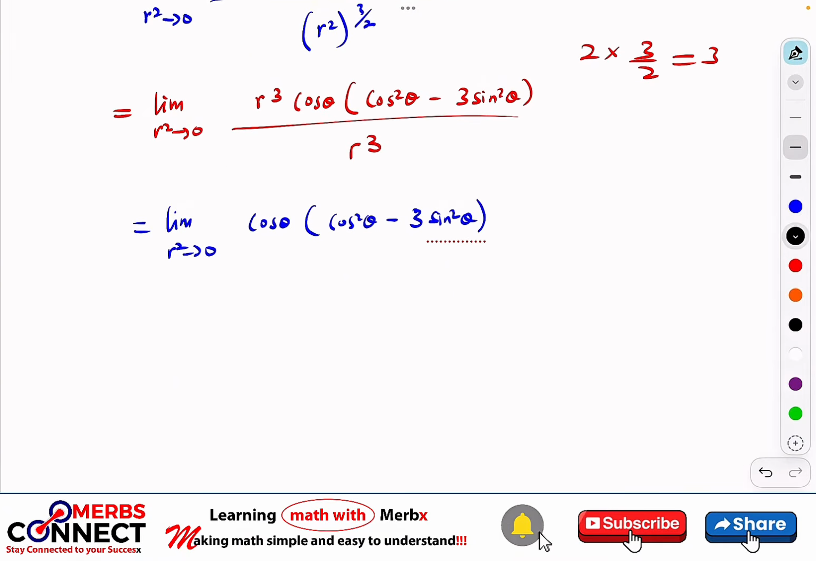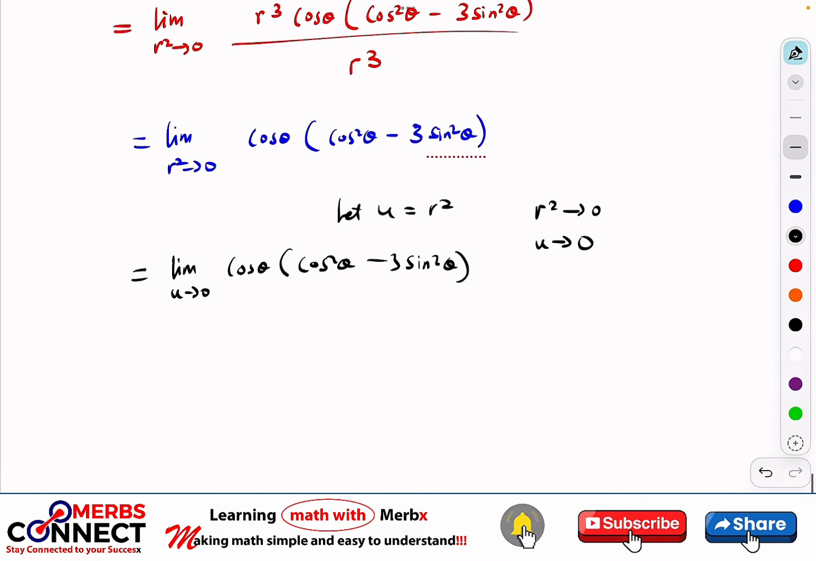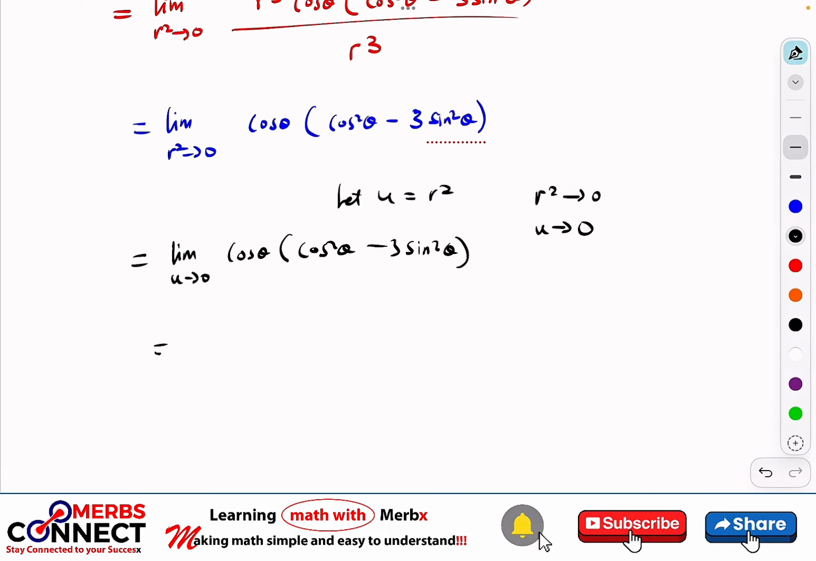So let's assume that u is equal to r squared. R squared is approaching 0, so u should be approaching 0. So this is going to be the limit as u is approaching 0. There is no r here, so we are just going to have cos squared theta minus 3 sine squared theta. And the limit of a constant, because it does not depend on u, is the same as the constant. So this is going to give us cos squared theta minus 3 sine squared theta.